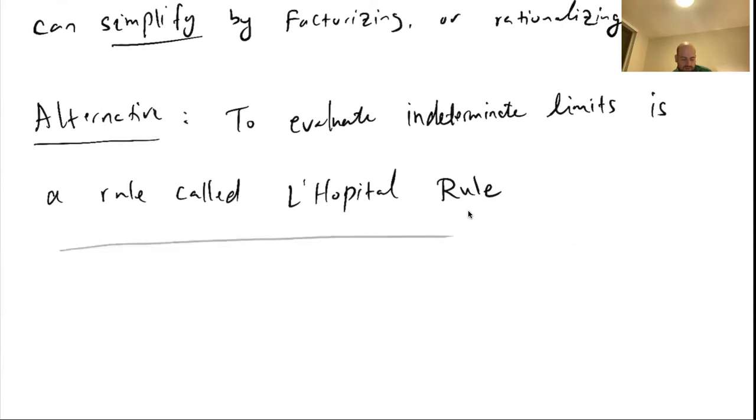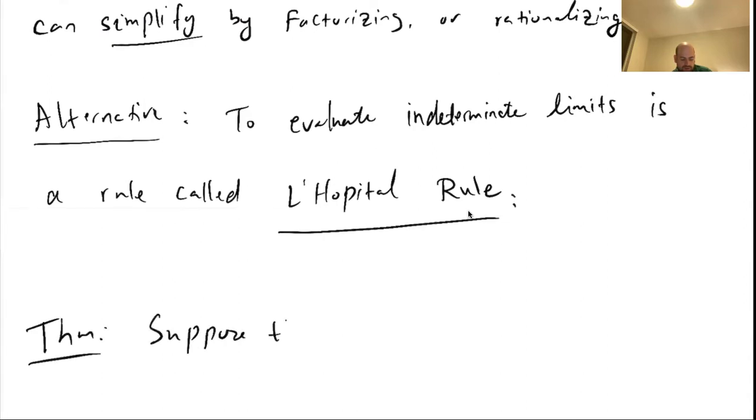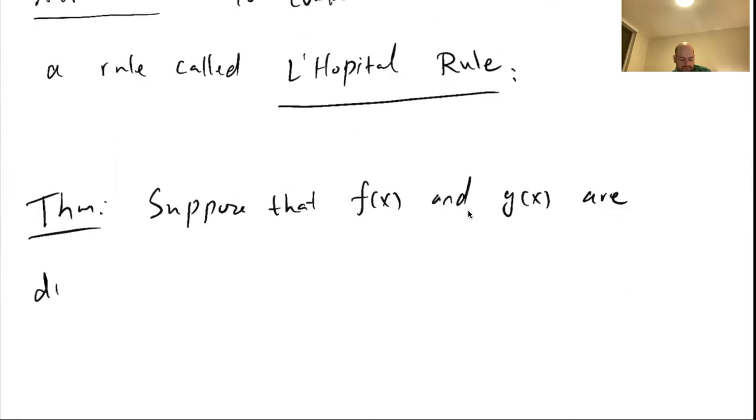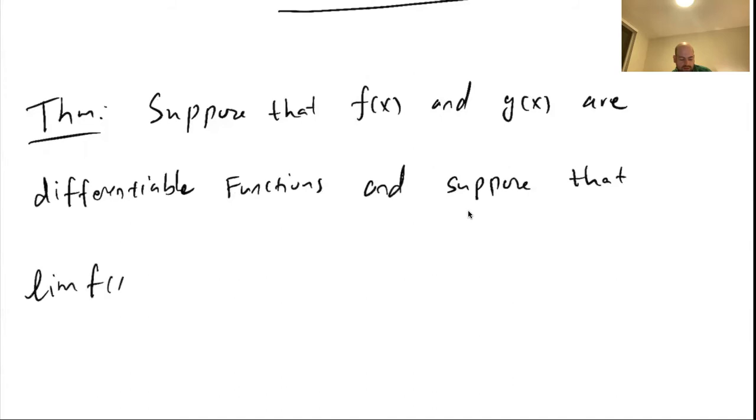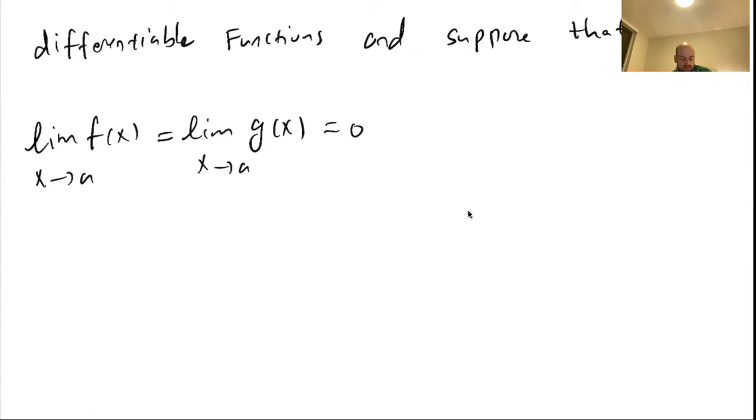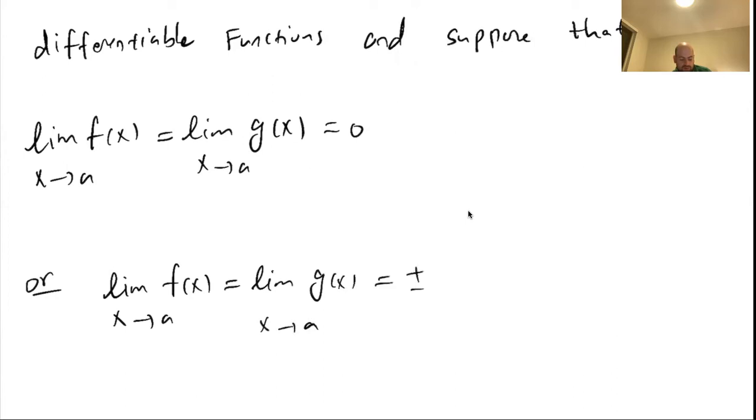So let me state it as a theorem. Suppose that f of x and g of x are differentiable functions, and suppose that the limit of f of x as x approaches a equals the limit of g of x as x approaches a equals 0, or the limit of f of x as x approaches a equals the limit of g of x as x approaches a equals plus or minus infinity.